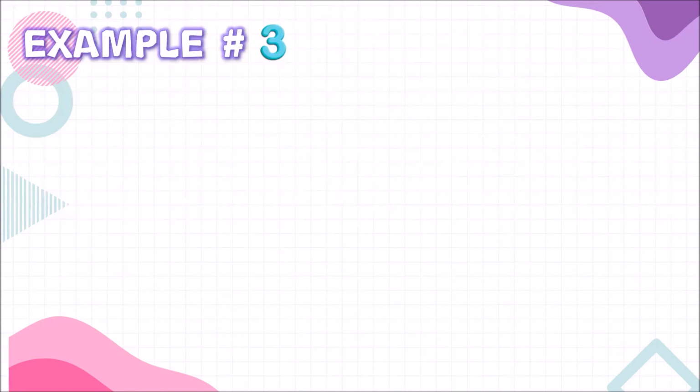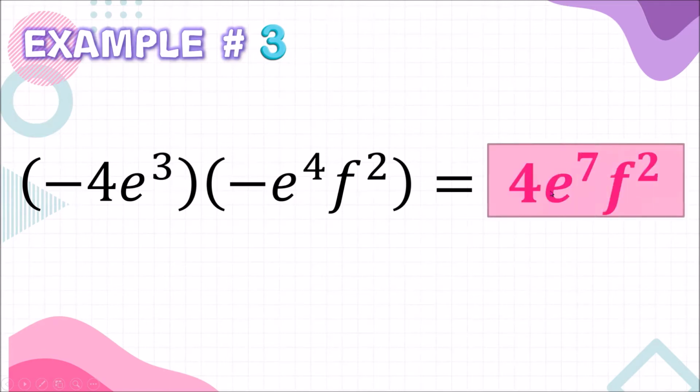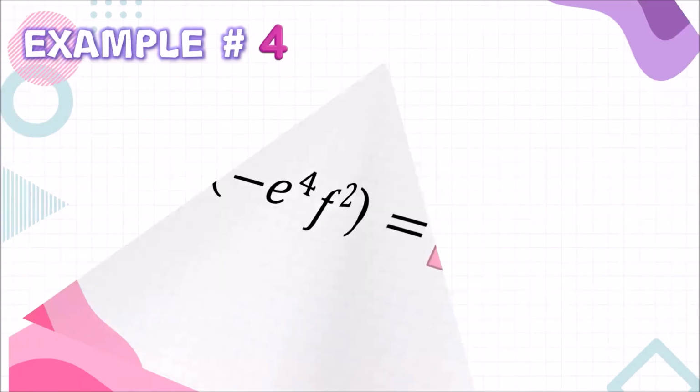Example number 3. Negative 4e cubed times negative e to the fourth f squared. So I have here negative 4 times negative 1, again invisible 1 here as your numerical coefficient. So that is positive 4. E cubed times e to the fourth, so it will become e raised to 7. And then just copy f squared. So final answer, 4e raised to the 7th power f squared.